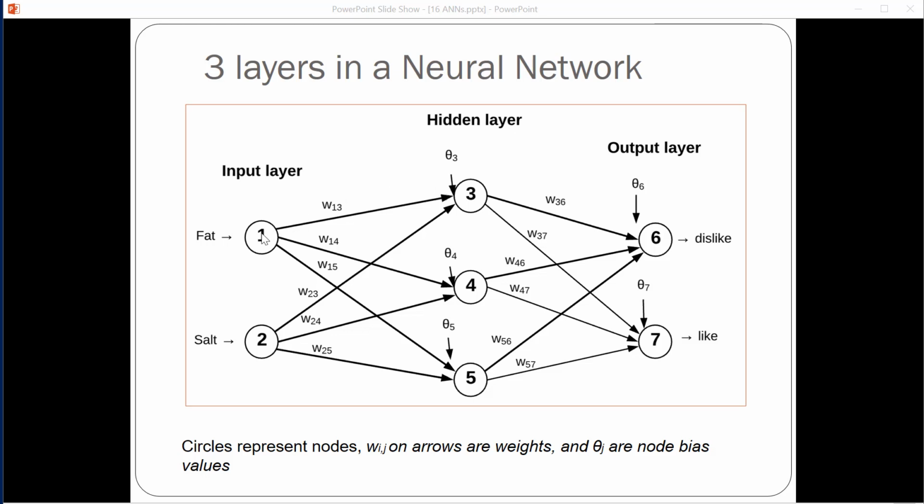And so basically what will happen is whatever the value of the fat variable is will be multiplied by this weight to go to node 3, by this weight to go to node 4, and by this weight to go to node 5. And the same thing will happen in terms of salt. The value of the salt for this particular piece of cheese will be multiplied by this weight to go up to this node, by this weight to go here, and by this weight to go there.